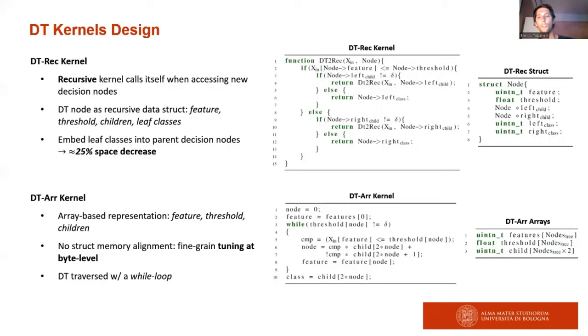Lastly, the DT array kernel adopts an array-based tree representation consisting of storing nodes in two tree arrays. This representation avoids memory alignment, enabling a fine-grained tuning at the byte level to save memory. Furthermore, the kernel deploys the threshold to distinguish leaf from decision nodes in the while loop conditions.